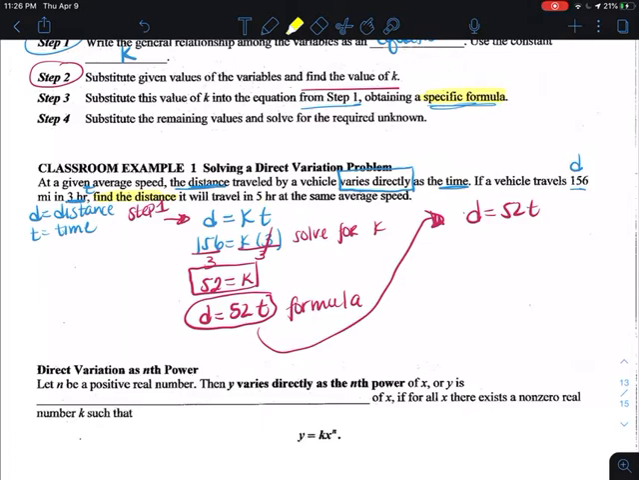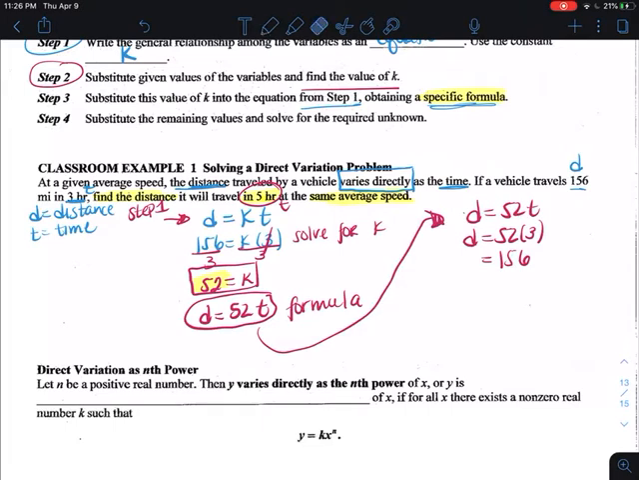To finish it off, it says find the distance. So we're looking for distance. It will travel in 5 hours at the same average speed. That average speed they're talking about is this 52 here. So we're trying to find d. We know k is 52, and we know that it travels in 5 hours. So this is the t value I'm going to put here. So 52 times 5, the distance it will travel in 5 hours would be 156.